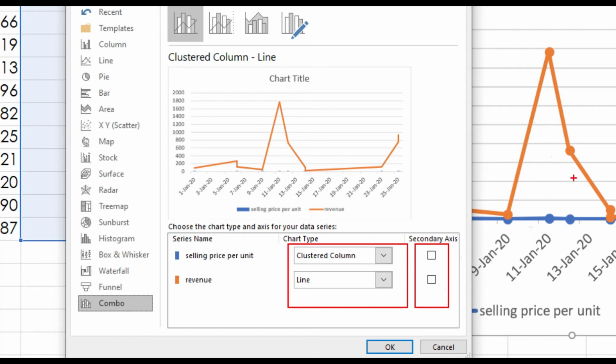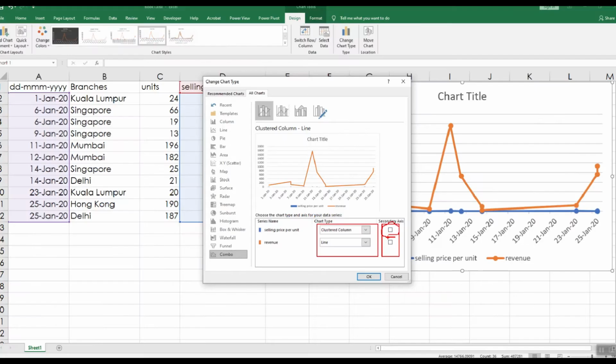Now this plays an important part where we have this blue line and orange line situation where, for both lines, you can't actually see the scale because one is big, one is small. So I'm very keen to put either one of them on a secondary axis. In this case, I'm going to select selling price and put it on a secondary axis. Now watch what happens.